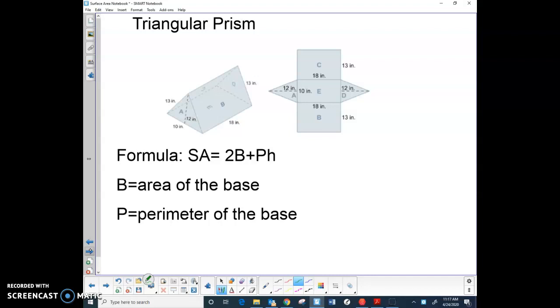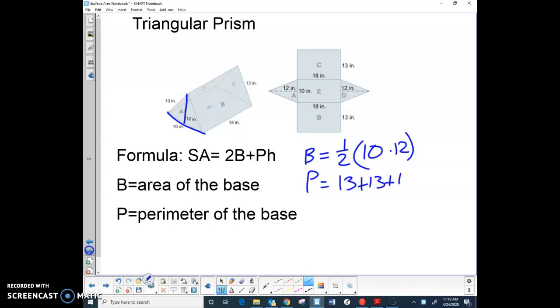So if we look at the formula, the area of our base is a triangle, so it's going to be 1/2 times base times height, so 1/2 times 10 times 12, right? That's the area of our base. Then the perimeter of that triangle. So each side length here is 13. So we're going to have 13 plus 13 plus 10. So our perimeter is going to be 36.